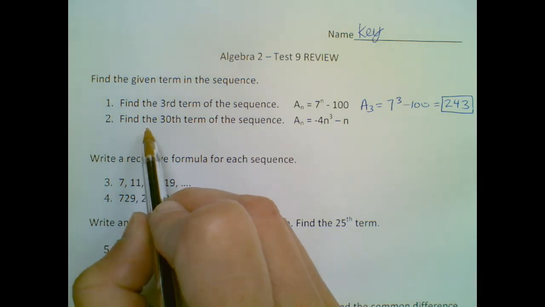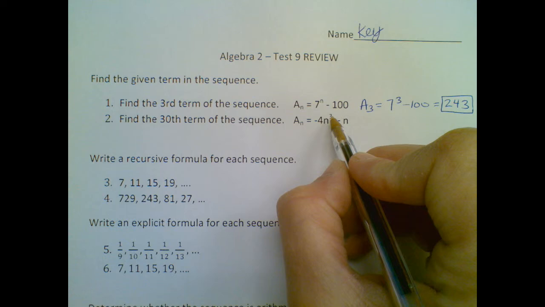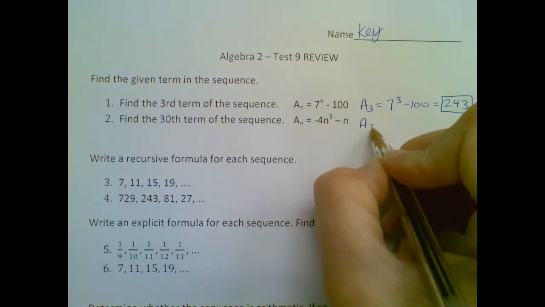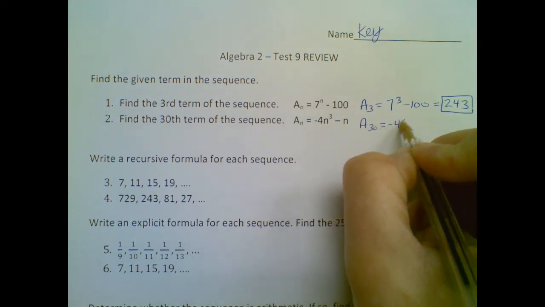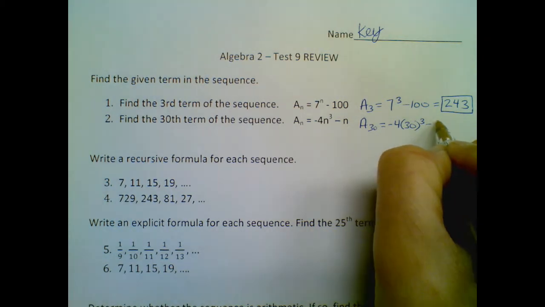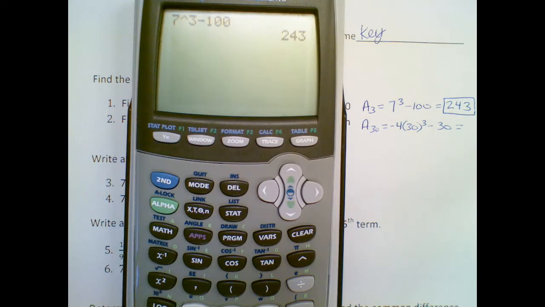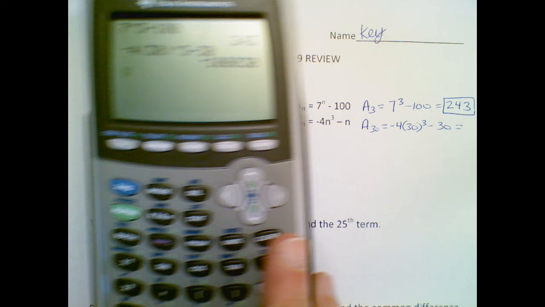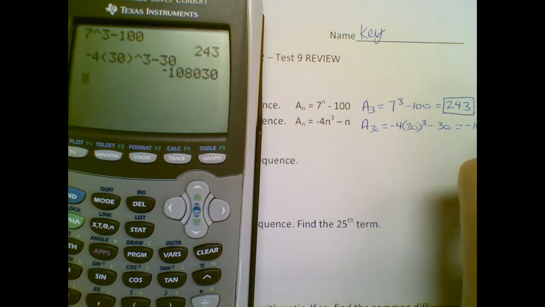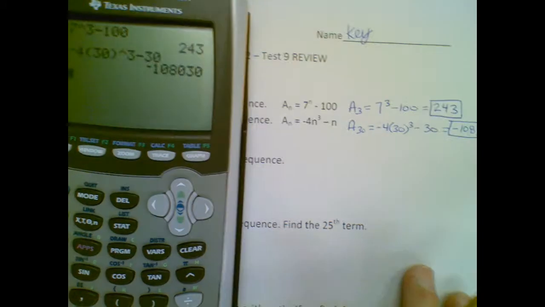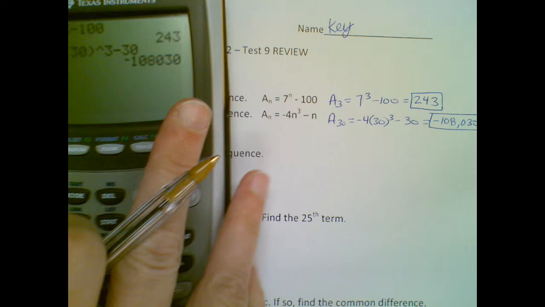For number 2, they want to know the 30th term, so we're going to plug in 30 for all of our n's. And we get negative 108,030 for our final answer.